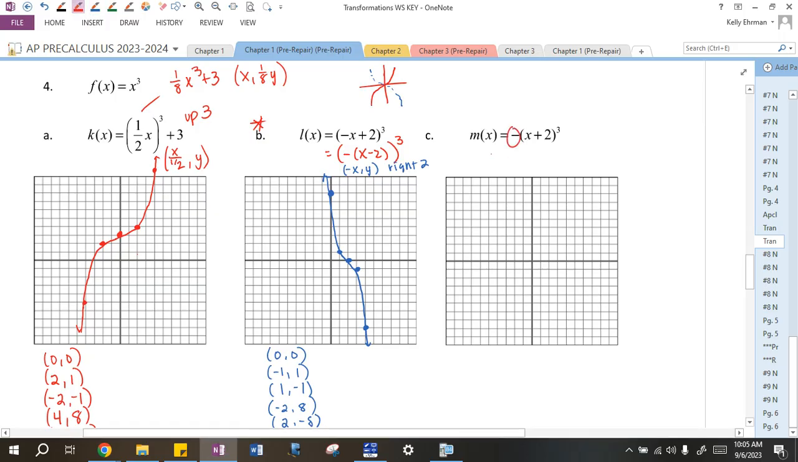Okay, the negative on the outside for part C means every y value becomes negative, or switches signs, the opposite. And then we're going left 2. So that's just the slight difference between B and C.